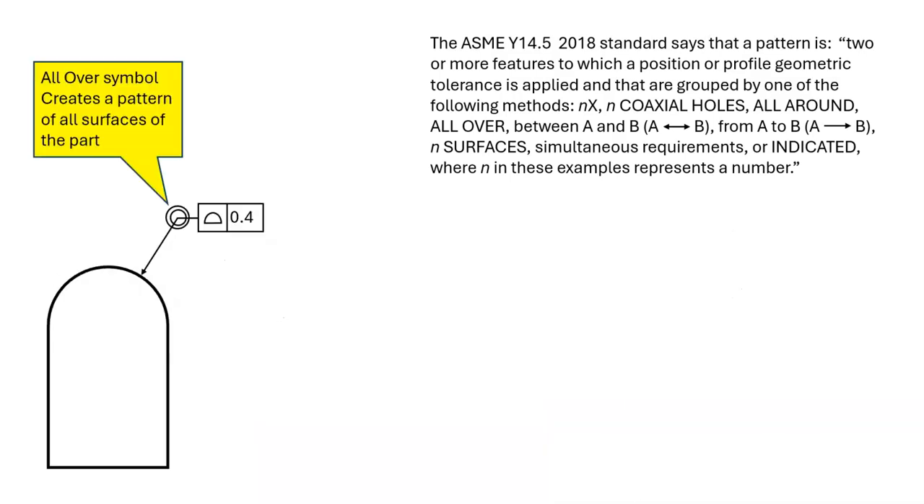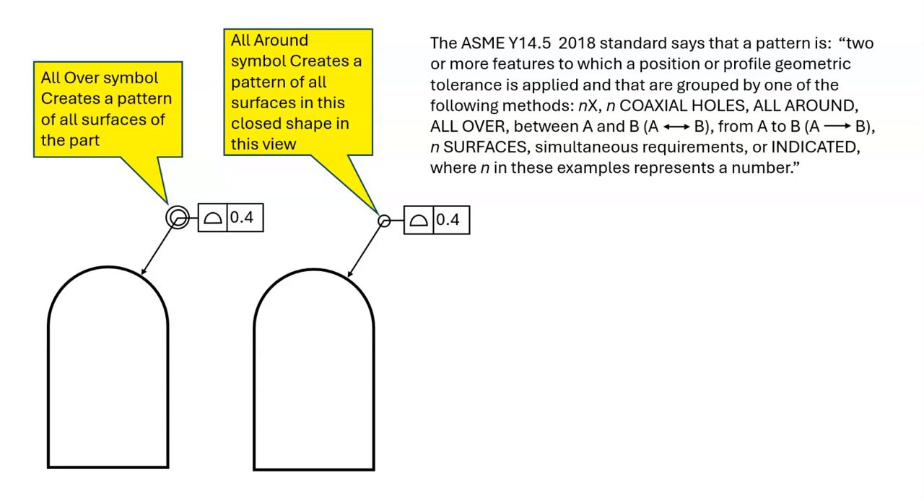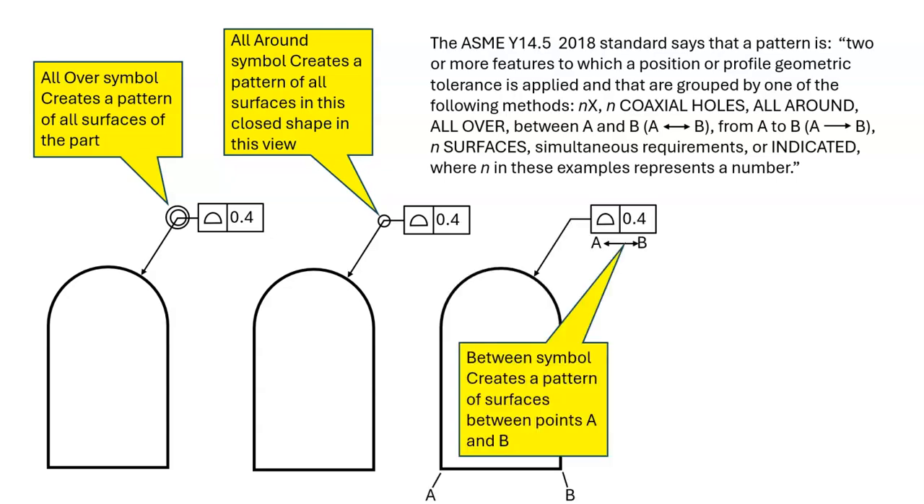Here we see the pattern indications that apply with profile tolerance. The all over symbol makes a pattern from all of the surfaces on the part. The all around symbol makes a pattern of the surfaces of a closed shape in a single view. The between symbol makes a pattern of all of the surfaces between 2 points.